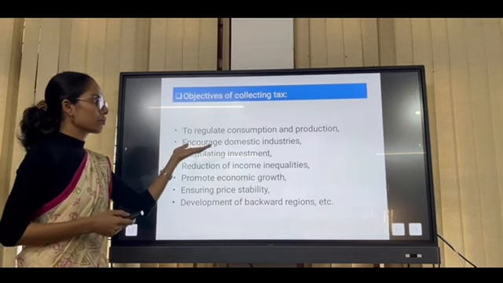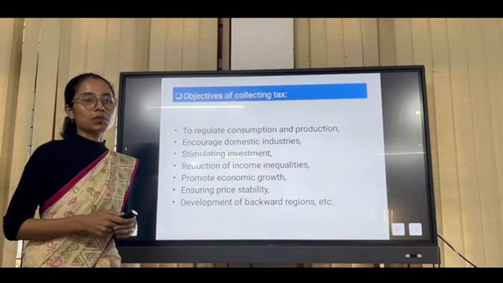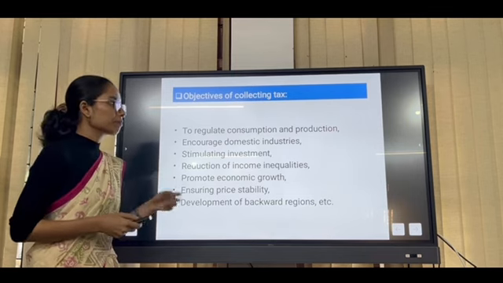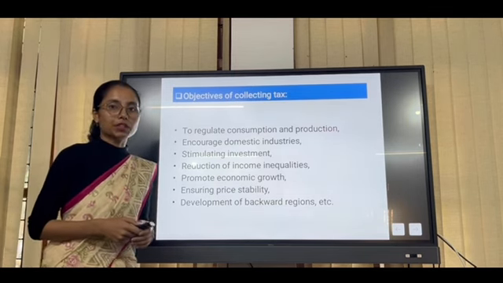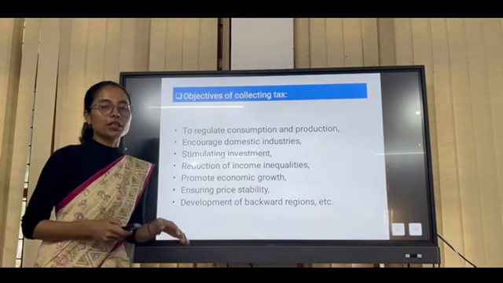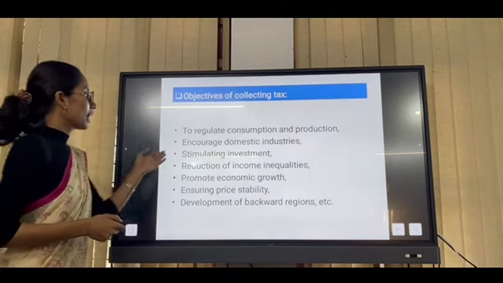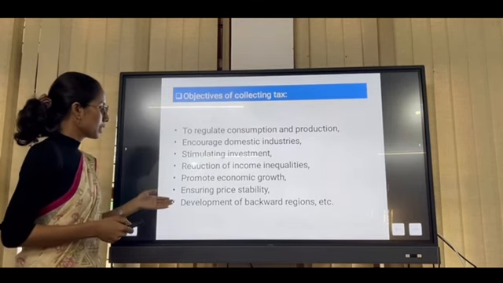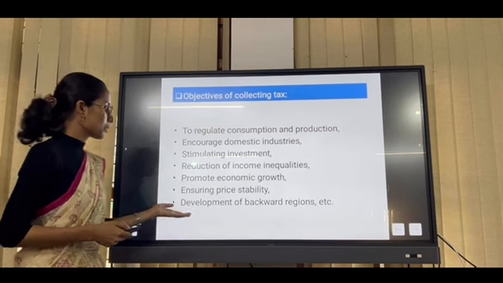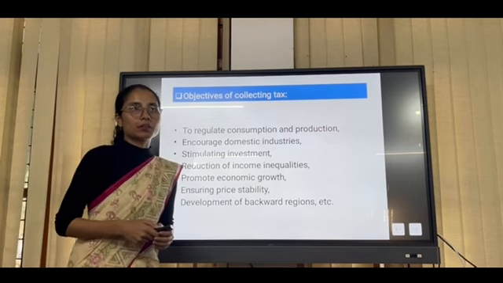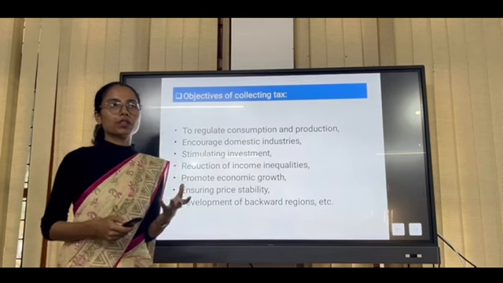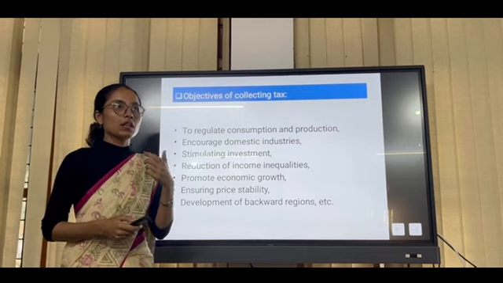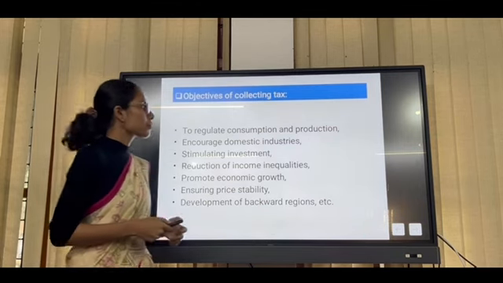Therefore, for some production, if the government finds that a particular type of commodity is harming society's welfare, then it can levy a heavy tax on the production activity, thereby reducing the production. Then it can encourage domestic industries and stimulate investments. One of the most important objectives is development of backward regions. Government collects more taxes from the richer section of society and mainly utilizes it for the benefit of the backward regions.